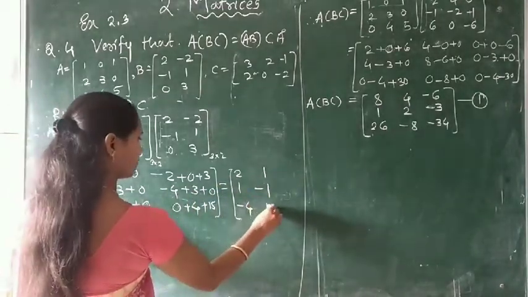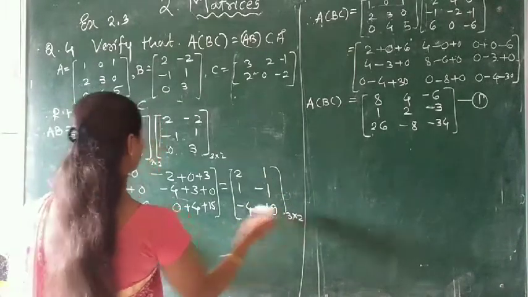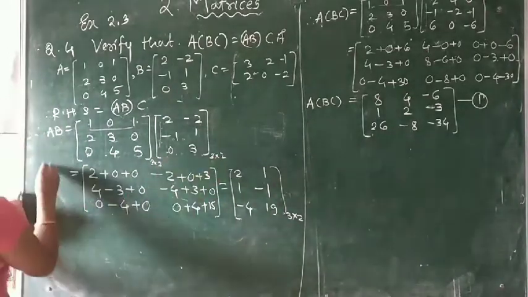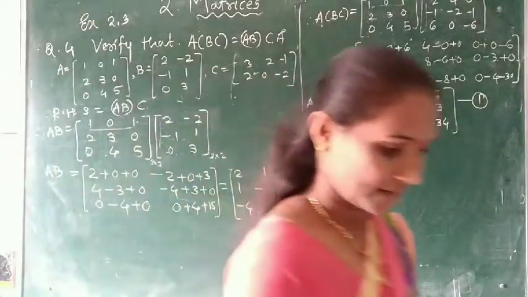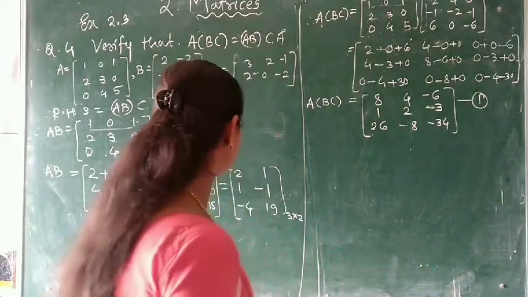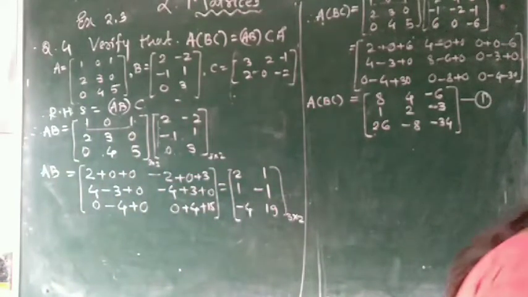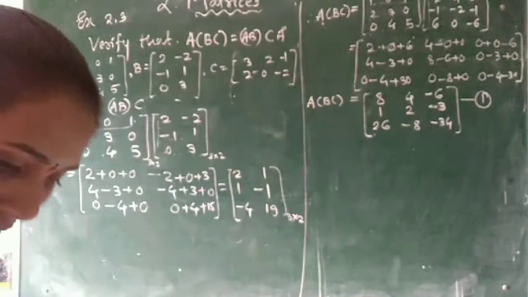Minus 4 and 15 plus 4, that is 19, which is a matrix of order 3 by 2. Columns and rows merge, we get the order 3 by 2, which is the matrix AB. This is the matrix AB: 2, 1, 1, minus 1, minus 4 and 19.